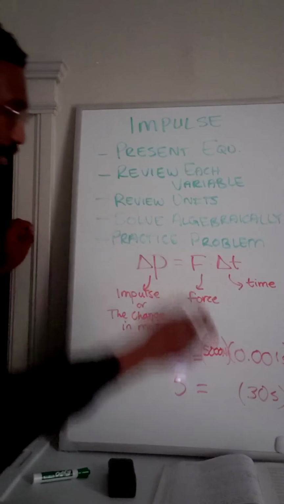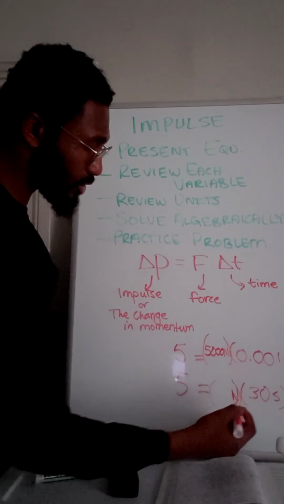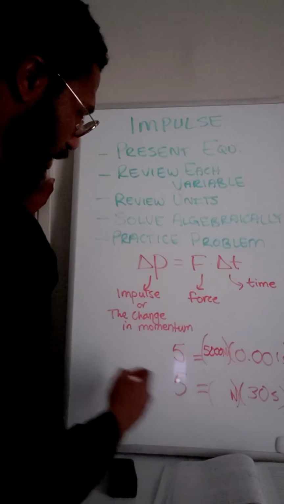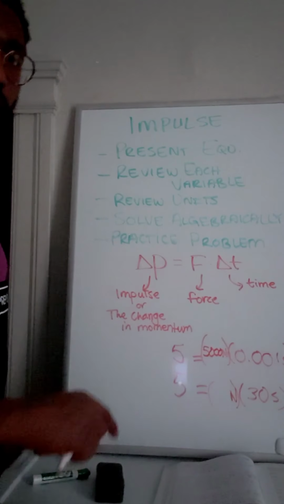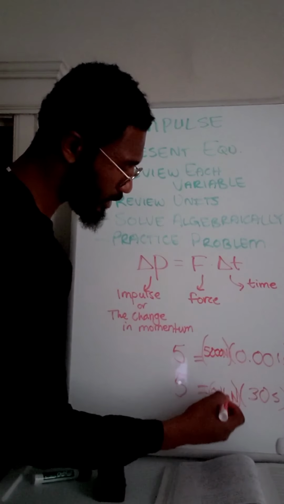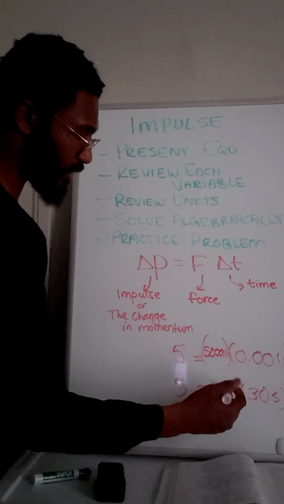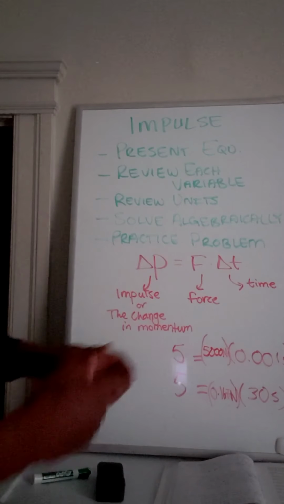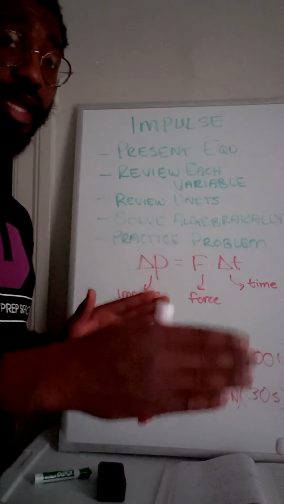But over here, because we've got 30, that means our force actually needs to be smaller. So we would need, for 1 second, it would have to experience a force of 0.166, basically, let's say 0.167 to round up. So 0.167 newtons if it stops over a 30-second time period.